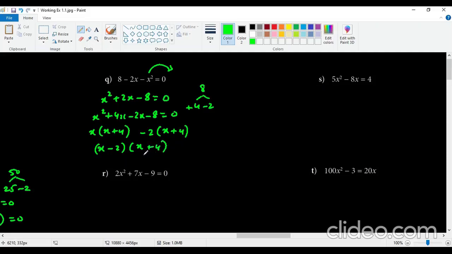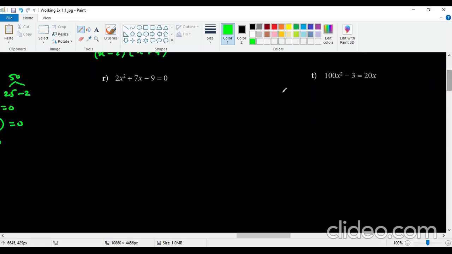Now comes question number R. Here, 2 times 9 is 18. 18 when factorized gives you 9 and 2. 9 times 2 is 18, and plus 9 minus 2 is going to give you 7, which is this. So I will rewrite this once again.